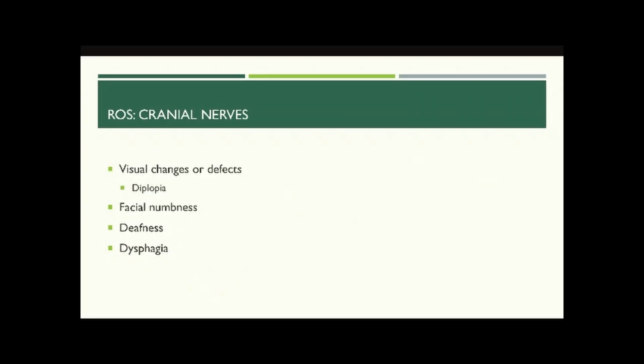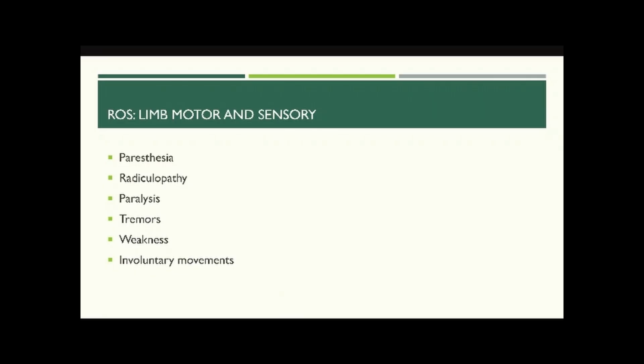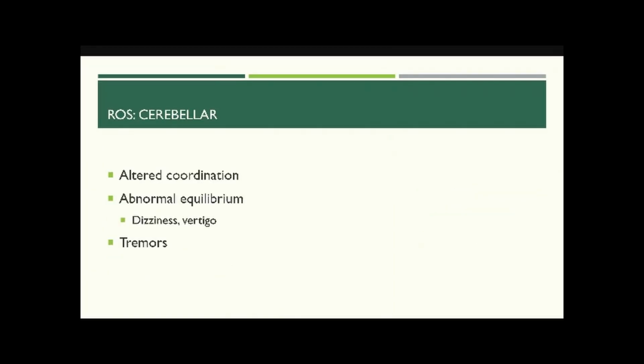Cranial nerves: look for any focal deficits, eye problems, facial numbness, deafness, dysphagia. These are all neurological things. You want to ask your patients, do they have any of these problems? Motor sensory: any paresthesias, radiculopathy, that's referred pain going down an arm, like sciatic pain going down the leg is radiculopathy. Tremors, weakness, any involuntary movements where they're twitching or having a tic or something that's going on. Ask them all these questions, what's going on with that patient.